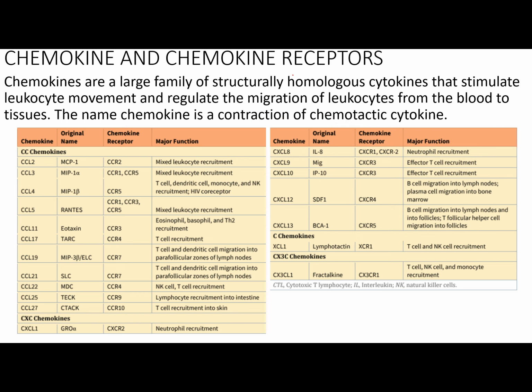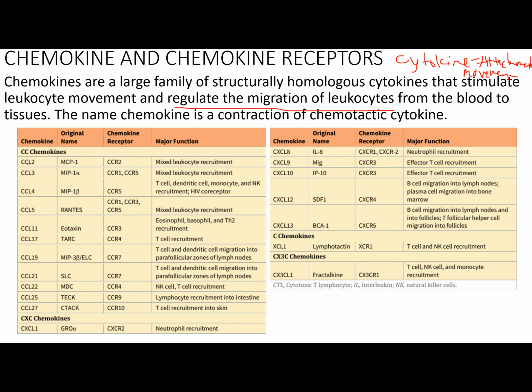Basically class, ang chemokines nyo, kung ang cytokines nyo, yung selectin, yung integrin nyo, is for attachment, ang chemokines nyo class would be for movement. They movement and they regulate the migration of leukocyte. So there are around two major families and four subfamilies. We have your CC chemokine.